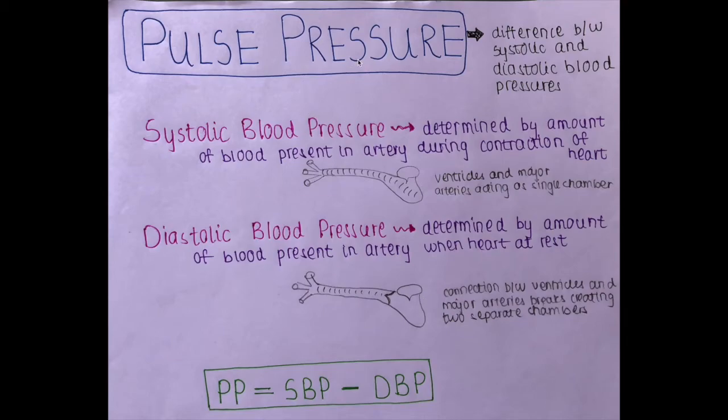What is pulse pressure? It is the difference between systolic and diastolic blood pressures. Here is the equation: systolic blood pressure minus the diastolic blood pressure. Now, what is systolic blood pressure? It is determined by the amount of blood present in the artery during contraction of the heart.